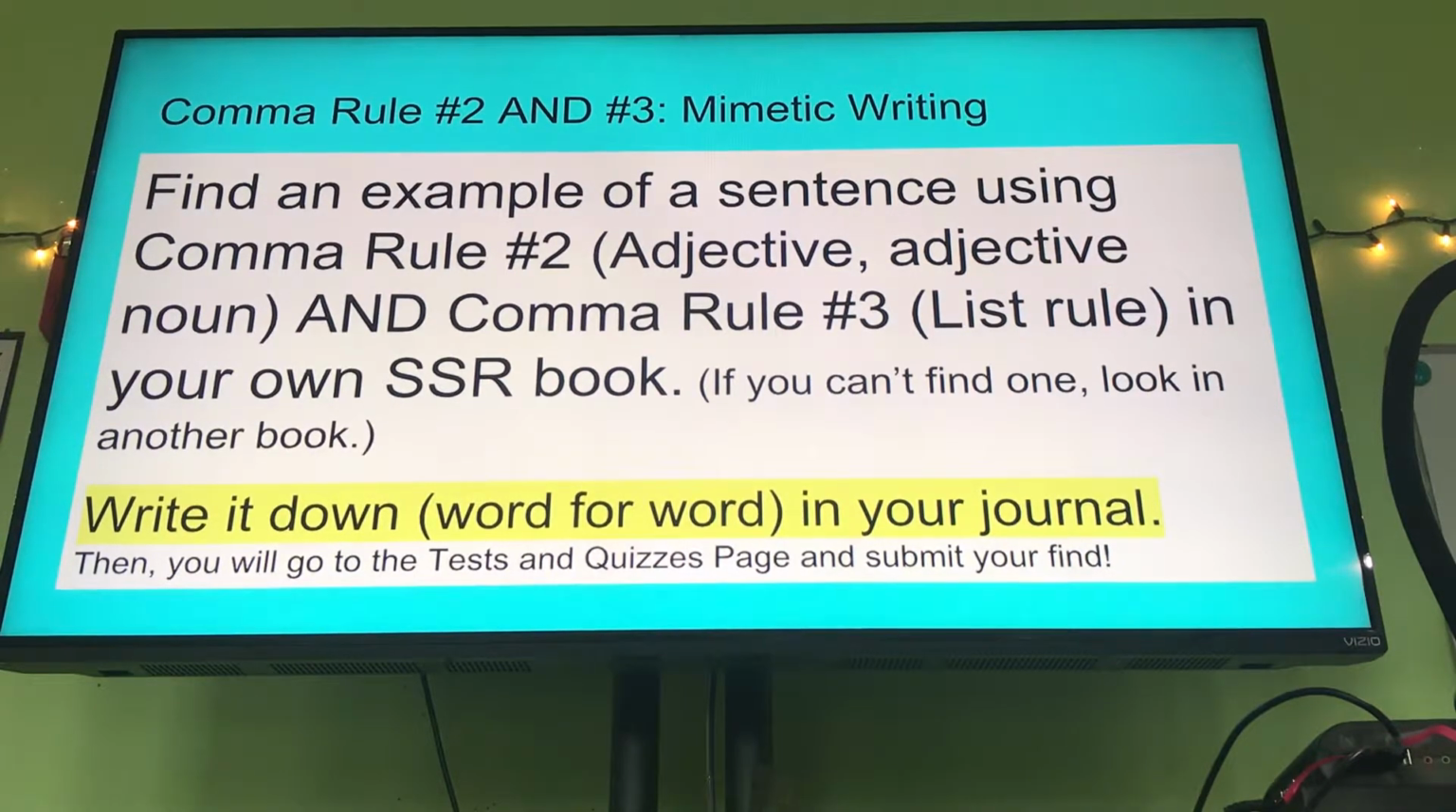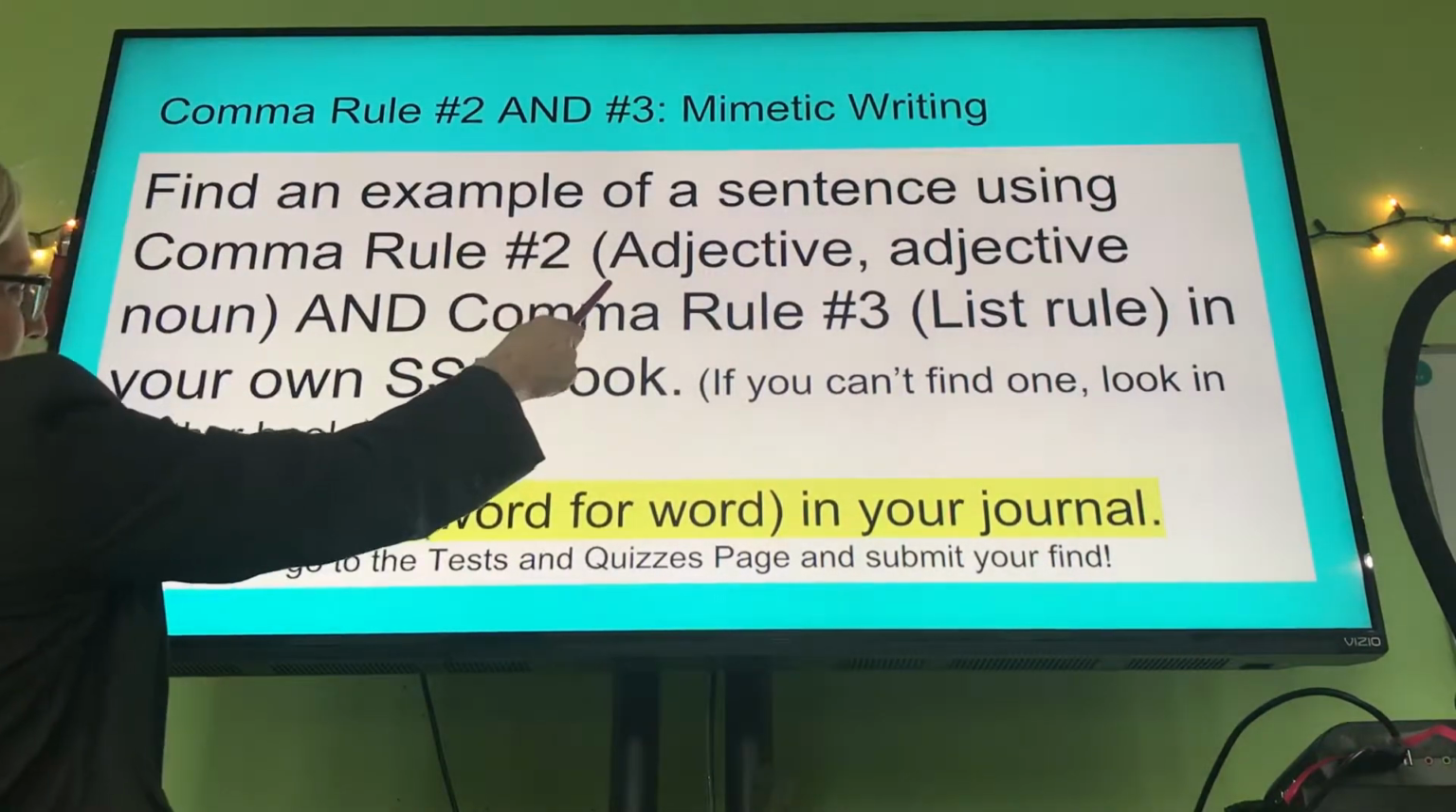If you can't find one in your SSR book, you'll have to look a lot more. When we did comma rule number 1, every single book has an example of that that's in your reading level. Every single book. Easy to find. This one, it depends on what they're talking about and if they decided to use this or not. So if you can't find one in your current SSR book, look at another book for one, but you want to try to find an example of one in the real world.